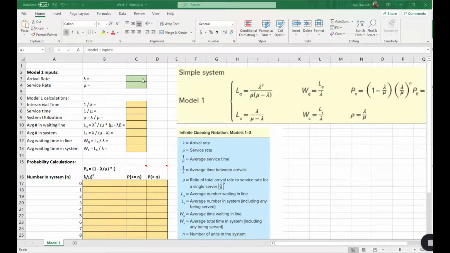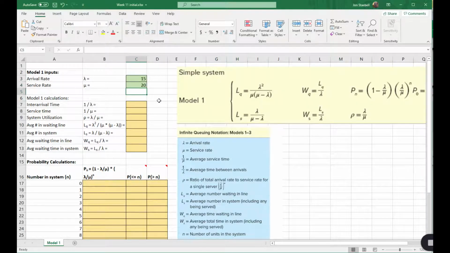I've got green cells where we're going to enter the data that changes, and the gold cells are what we're going to calculate based on the values entered in green. So the inputs are the arrival rate lambda and the service rate mu. Let's say the arrival rate is 15 and the service rate is 20.